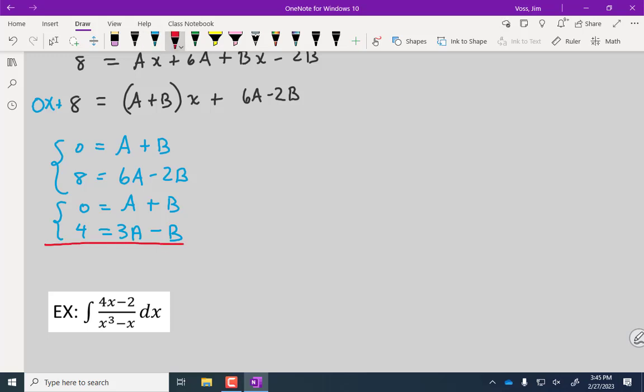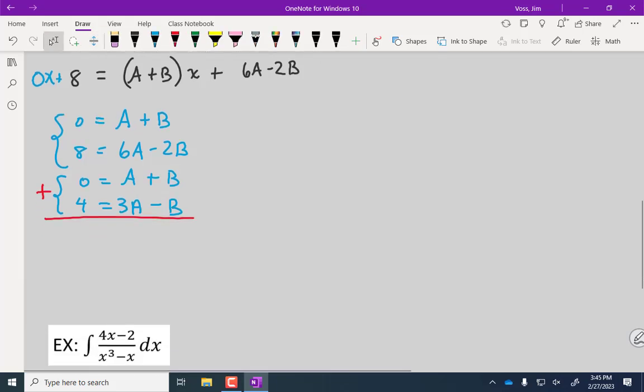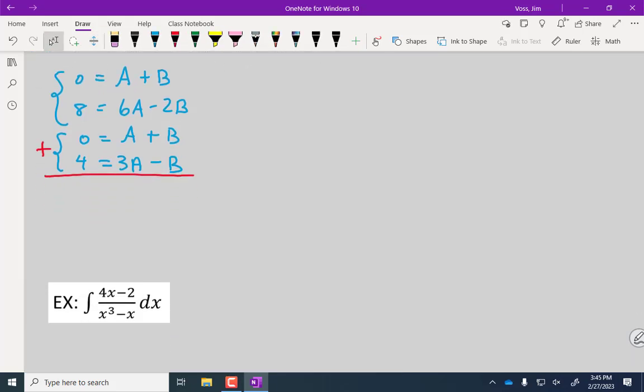Here, elimination makes a lot of sense because if we add these equations together, one of the variables disappears. The b vanishes. So if we add on the left, we get 4, and if we add on the right, we get 4a plus 0b, so a is 1. So there's our first constant. So would the other one have to be 7? Because they add to 8 or no? They add to 0, right? A plus b is 0.